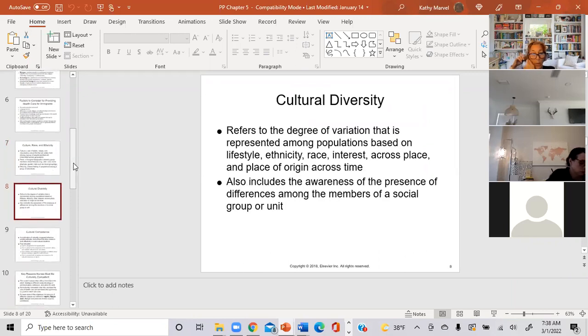What is cultural diversity? Diversity is represented among populations. It's the variation represented among populations based on several things: lifestyle, ethnicity, race, interests, place of origin, across place and across time. It also includes the awareness of the presence of differences among the members of a social unit or group.